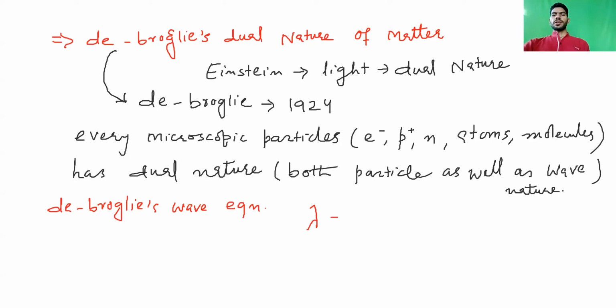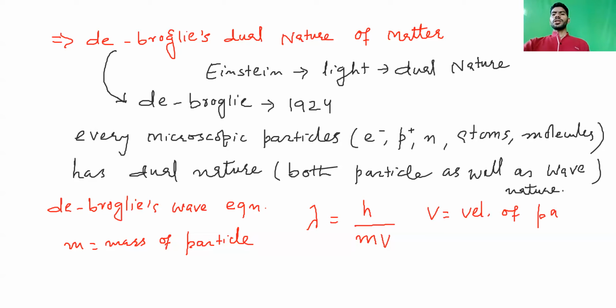So what is that de Broglie's wave equation? It is lambda is equal to h upon mv. Lambda is the wavelength, h is the Planck's constant, you already know this. m is the mass of the particle, any microscopic particle, that can be your electron, proton, neutron, and v is the velocity of the particle.